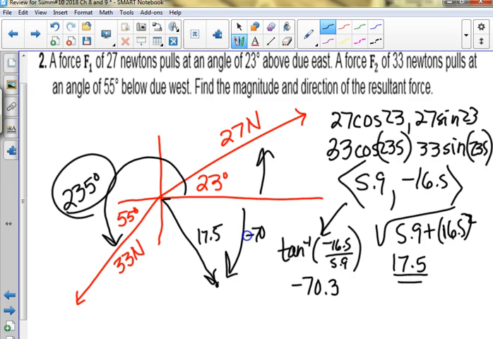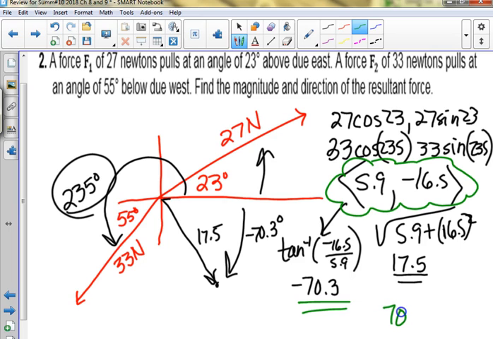A negative 70.3 degrees. How do I know what quadrant it's in? How do I know that I've drawn it correctly? Right here, right? Right and down. Quadrant 4. So this is in the right quadrant. So that's the right angle. It's just how would we want to describe it in words? And again, it's not on the quiz. So I would have said 70.3 degrees.